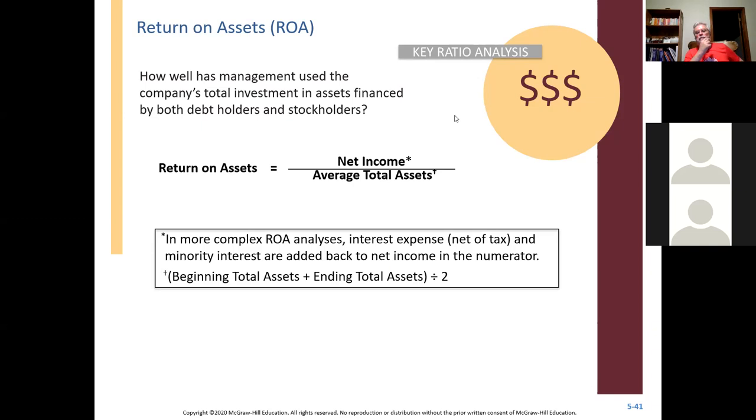Now, I want you to notice, first of all, this word average. Always remember, when we're using a ratio that is looking at a relationship between an element of the income statement to an element of the balance sheet, the income statement element communicates over a period of time. The balance sheet element communicates at a moment of time. Because we have to make sure that the element that communicates at a moment of time communicates over a period of time, we have to do an average. So when we do the average total assets in the return on assets calculation, we take the beginning total assets, add the ending total assets, and divide by two. The average is a way to communicate over a period of time.